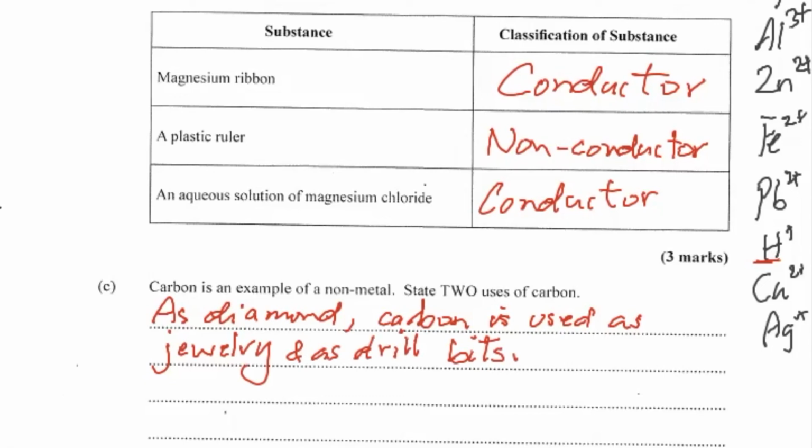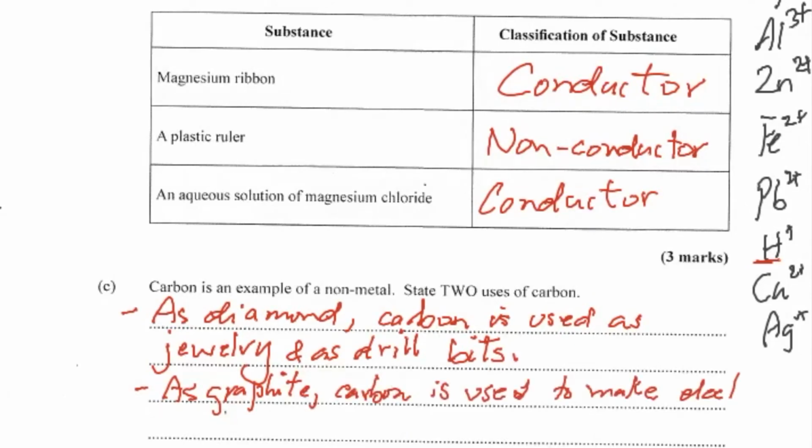And as graphite, carbon is used to make electrodes in industries. It's also used to make the quote-unquote lead in pencil points. And just like that, we would have gotten the remaining 7 marks. So this is out of 15.